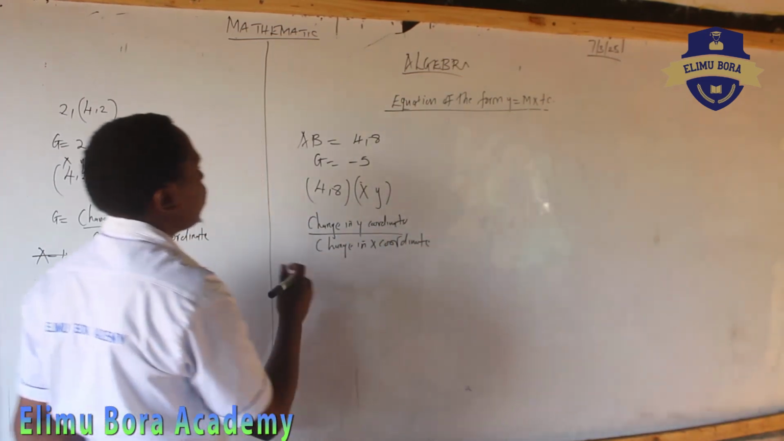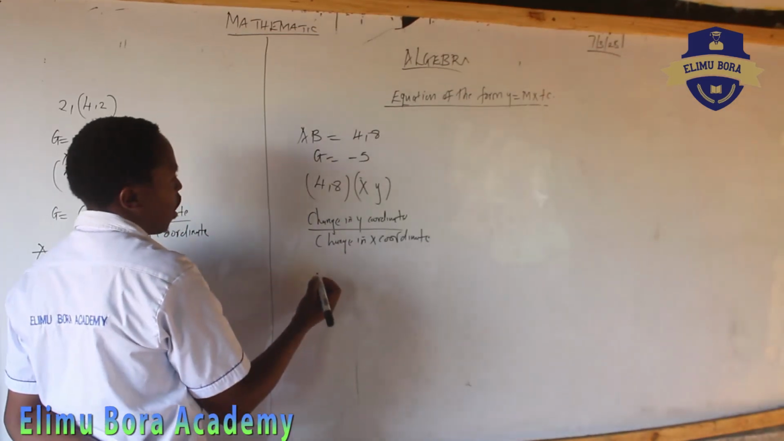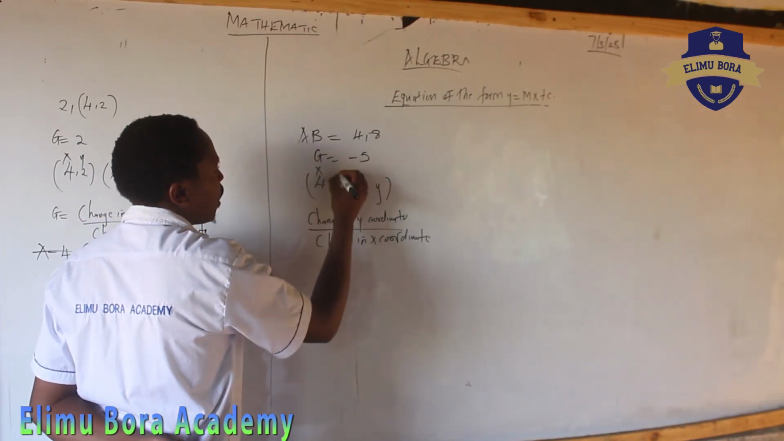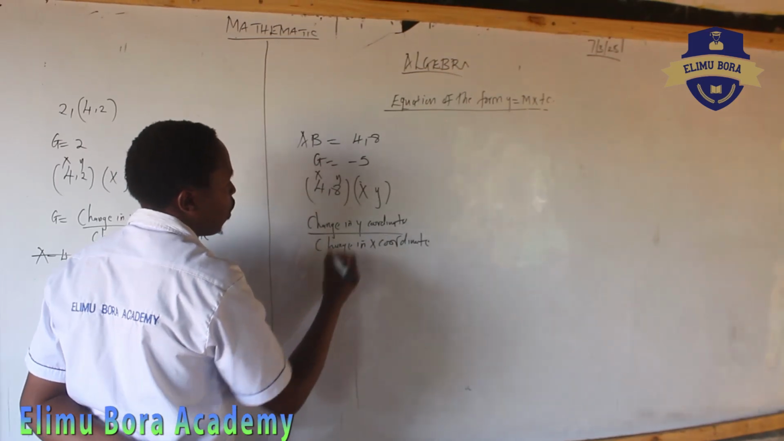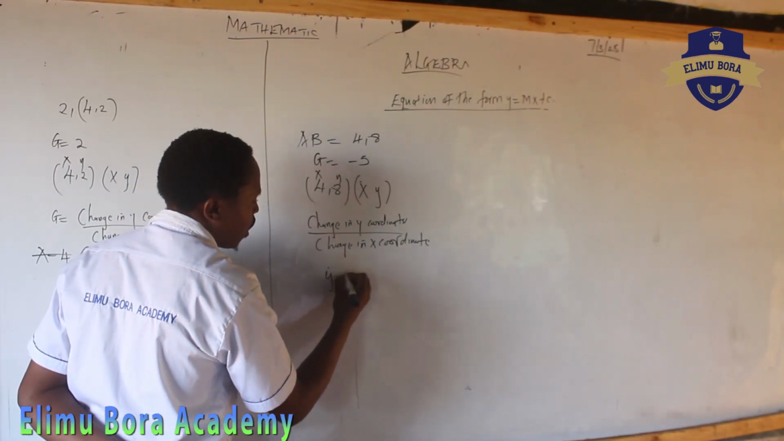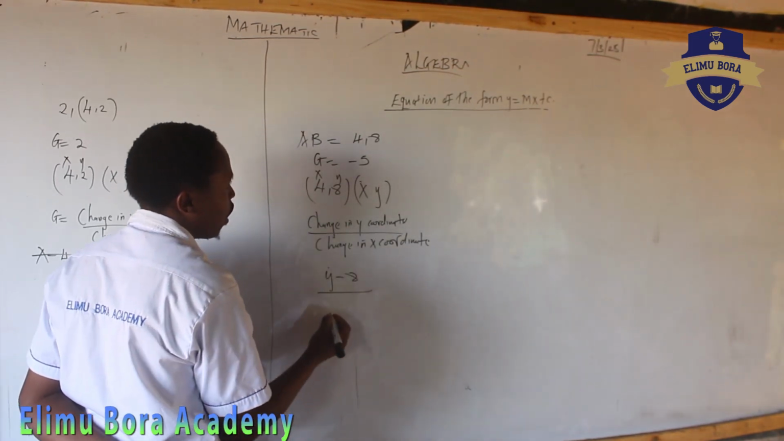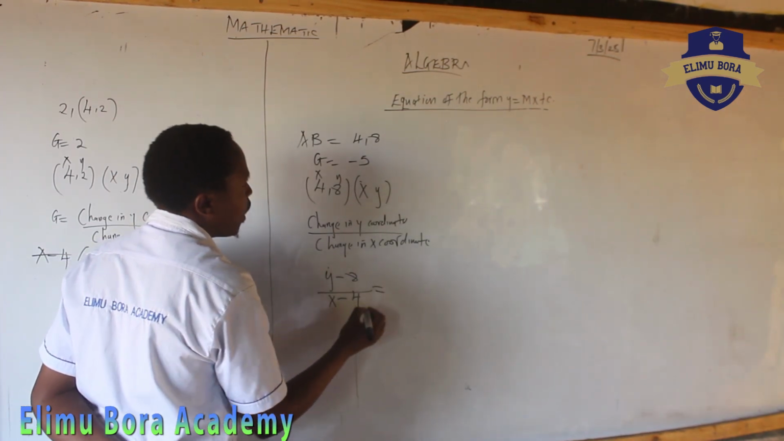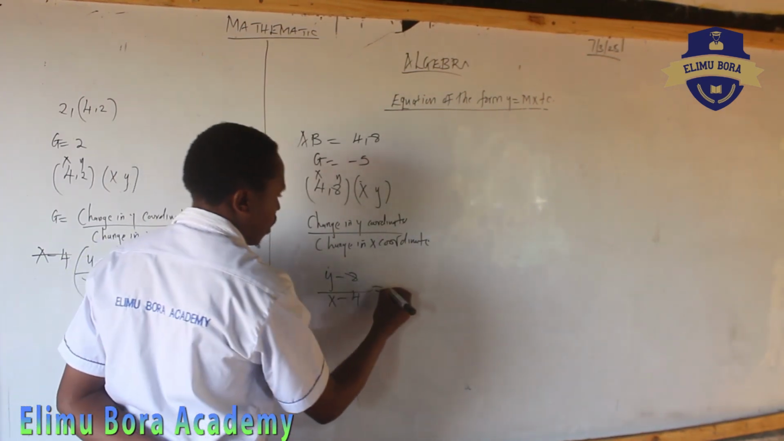So let's now check it. Our y shall be what? Here it is x, here it is y. So here we shall have y minus 8, and on the x side we shall have x minus 4. Our gradient given there is -5.